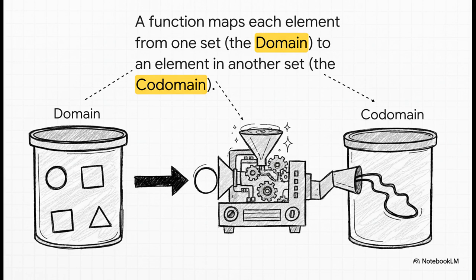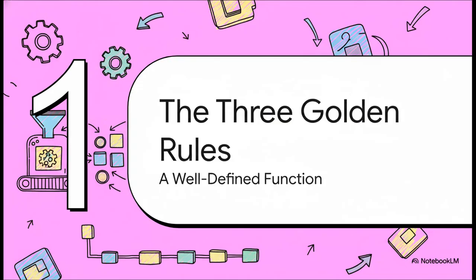Okay, so picture this. A function is a machine. You drop something in one side, that's your input, and it comes from a set we call the domain. The machine then follows one specific rule, whirs for a second, and spits something out the other side, that's your output, which has to live in another set called the codomain. It sounds simple enough, right? But here's the catch. For this machine to actually work, it has to follow some very, very strict rules. And that brings us to the first part of our journey.